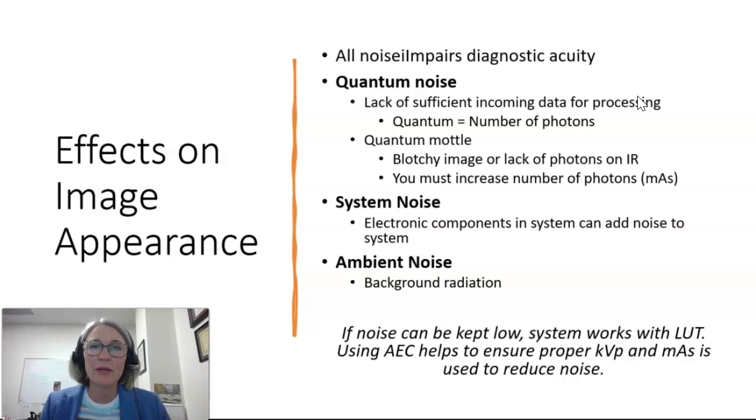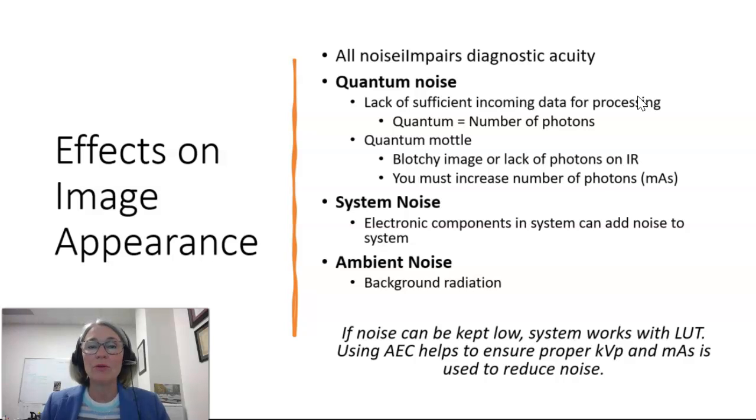Sometimes there's a rod there, and sometimes there's pathology. We're going to talk about additive and subtractive pathologies. So we need to be able to respond based on what the patient has inside of them. So quantum noise, what is it? It's a lack of sufficient incoming data for processing. Quantum means number. So it's the number of photons.